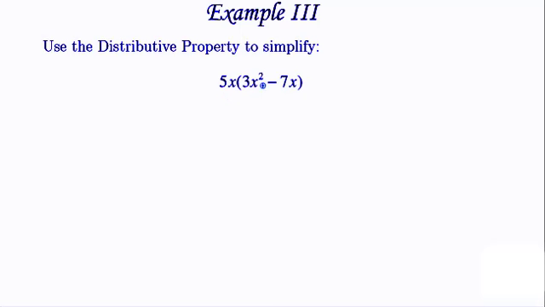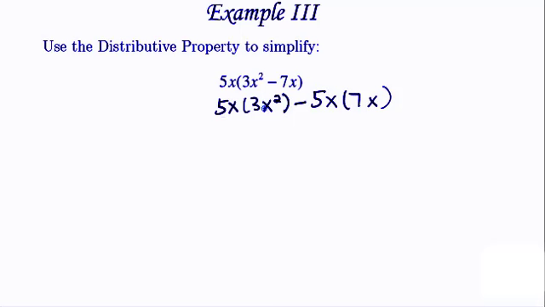I have a more complex expression, and it's going to require us to remember how to multiply when there are powers involved. So what I'm going to do is multiply out my first term, and that's 5x times 3x squared, and then multiply out my second term, 5x times 7x. Now, in order to completely multiply these out, I have to recall how I handle multiplying powers when I have the same base.